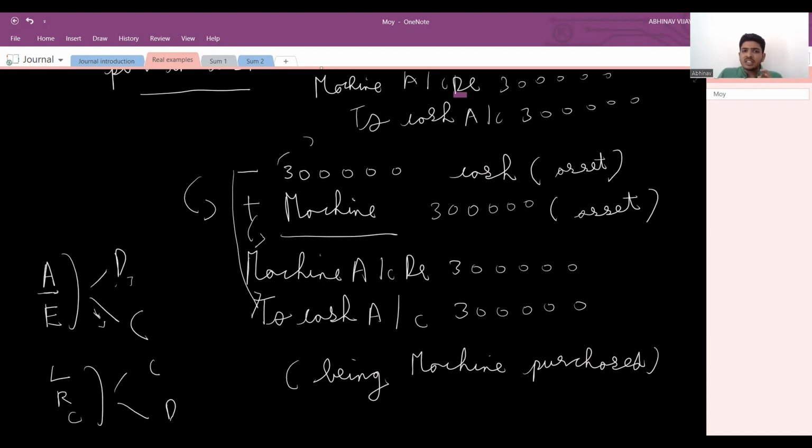But the net thing is the conditions of a double entry system should be satisfied. What are the conditions? First, net impact: 3 lakh rupee cash gets reduced from the business. The reason for the impact, machine gets purchased. One condition is satisfied. Second condition, debit should be equal to credit. 3 lakh is equal to 3 lakh. 3 lakh on the debit side is equal to 3 lakh on the credit side. So both conditions of double entry system are satisfied. So it doesn't matter which you solve first. Clear?